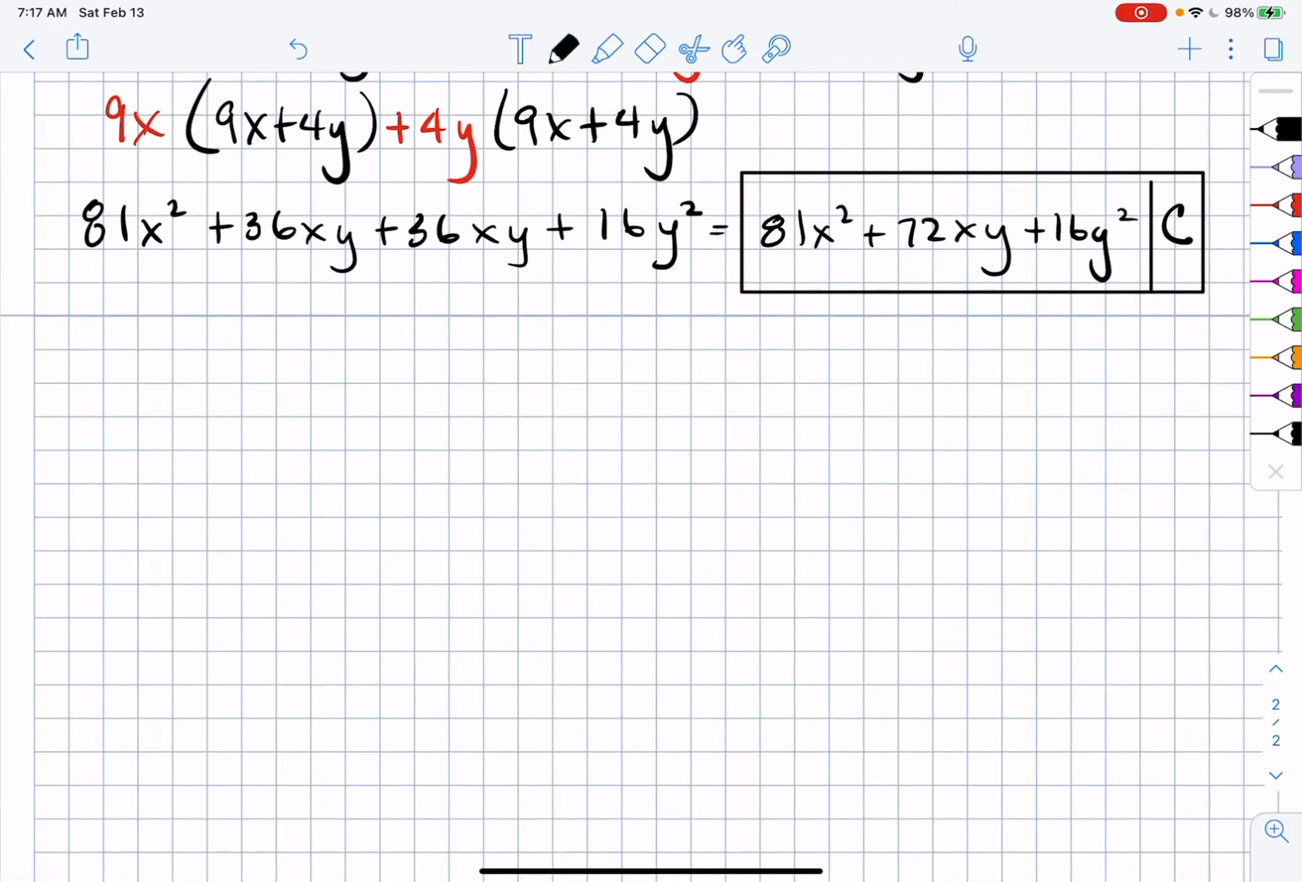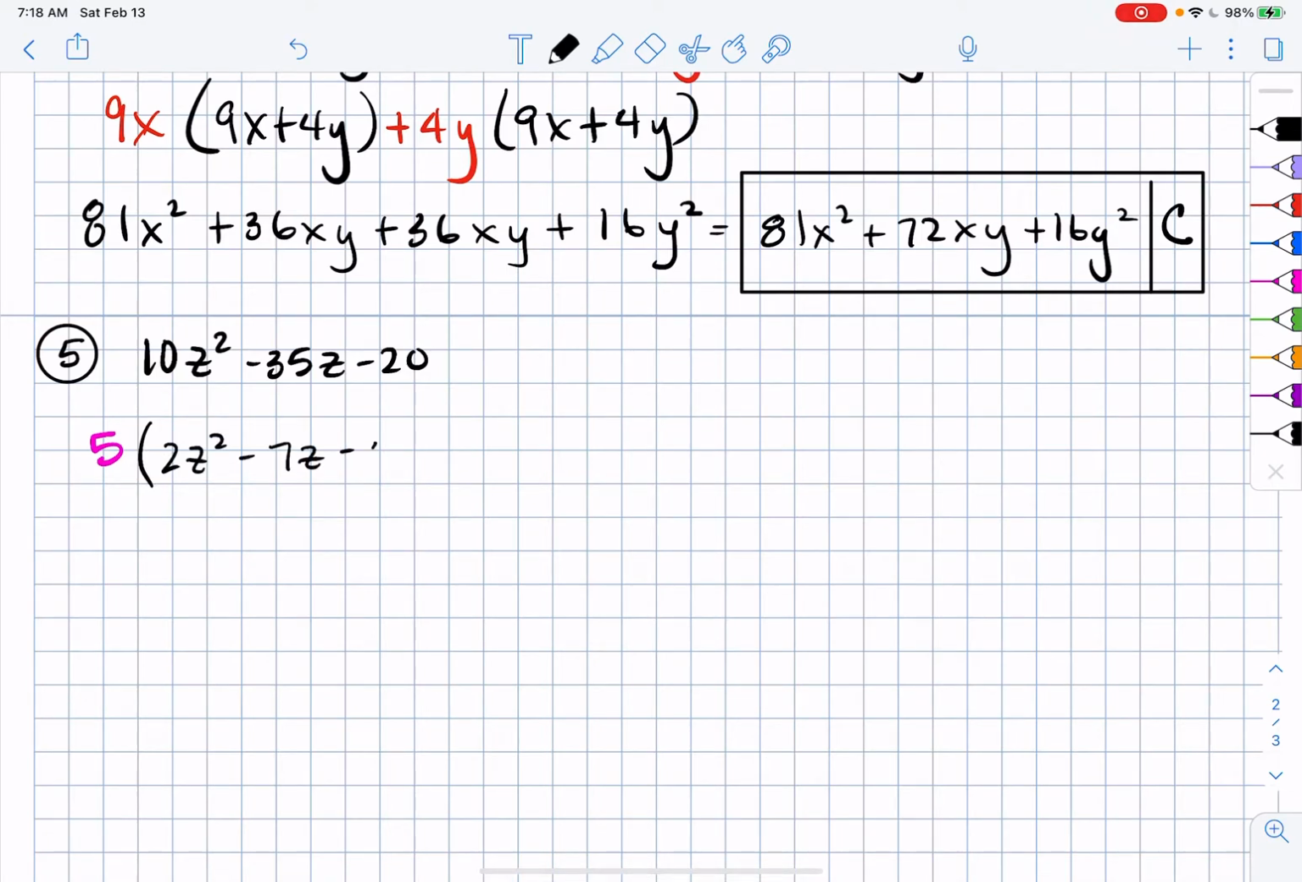All right. Number 5. Halfway already. So now we're going to factor these polynomials. I got 10z squared minus 35z minus 20. Okay, so here I have a GCF, and the GCF is a 5. And what I would have left if I pull a 5 is 2z squared minus 7z minus 4. Well, my a times c is equal to negative 8. My b is equal to negative 7.